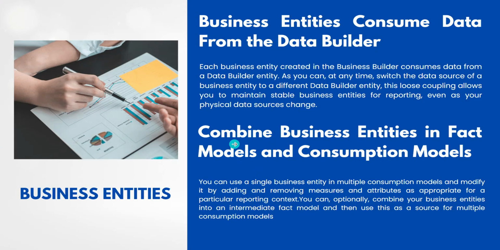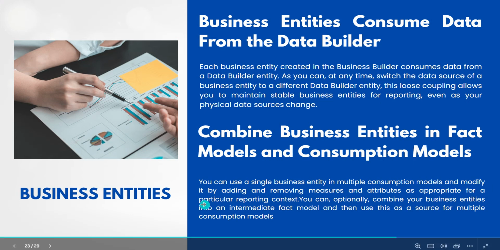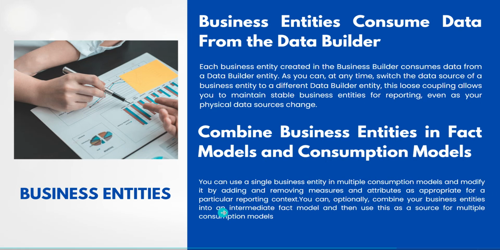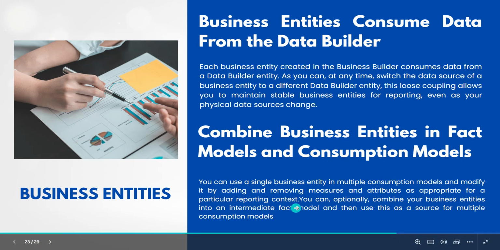The next point is that we combine business entities in the fact models and the consumption models. You can use a single business entity in business consumption models and modify it by adding and removing measures and attributes as appropriate for the particular reporting context. You can optionally combine your business entities into an intermediate fact model and then use this as a source for multiple consumption models.